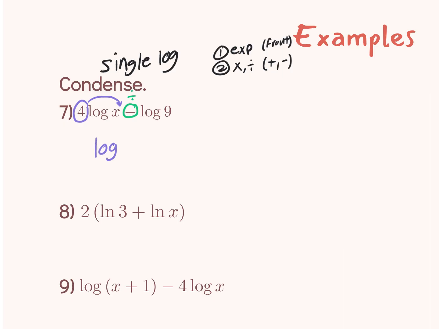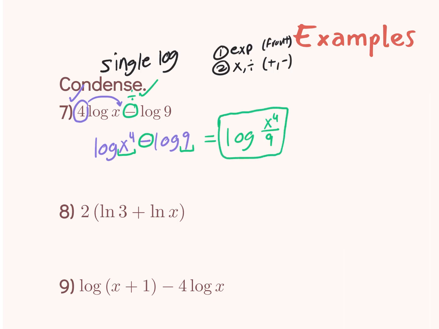So this is going to become log of x to the power of 4, and then minus log of 9. All right, so I took care of the exponent. Check. And then the next thing is this minus, which we said is going to become division. So that's going to divide everything on the inside here with everything on the inside here. I'm going to put the first over the second. So this is going to become log of x to the power of 4 over 9. And that takes care of our division. Check. And then this is our fully condensed expression.